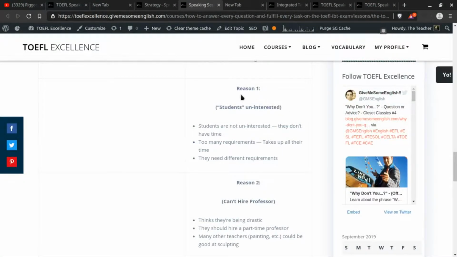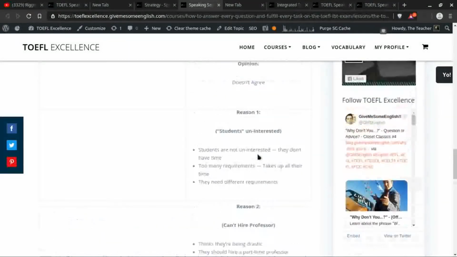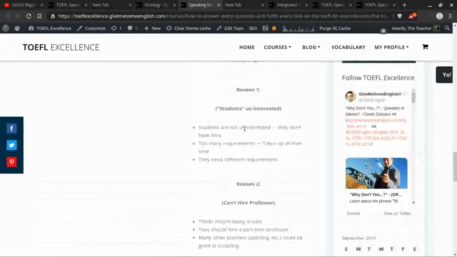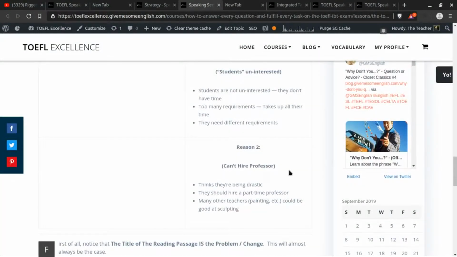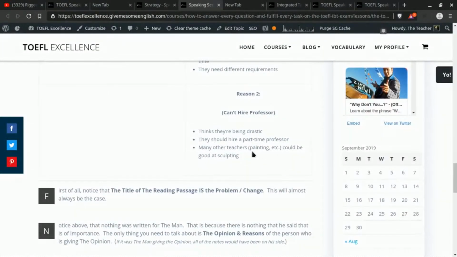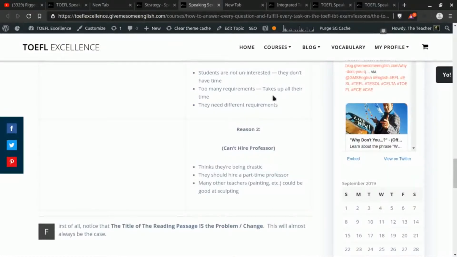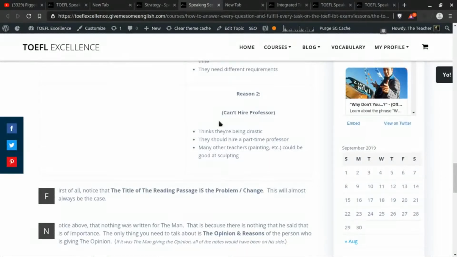Now, you probably won't have enough time to make your page look like this, but this is just an example of how you can organize the information. Reason 1, students uninterested. Reason 2, can't hire a professor. These are the details about the reason. So she thinks they're being drastic, they should hire a part-time professor. Many other teachers, and she gave the example of the painting teacher, could be good at sculpting. So these are some of the reasons.